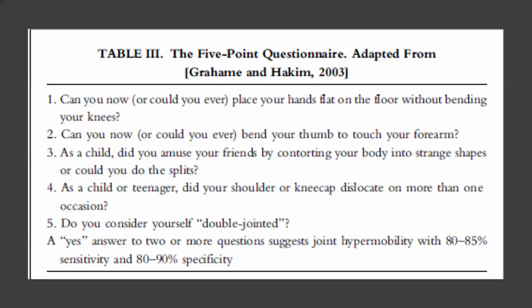Now, the 5-point questionnaire asks 5 questions to determine if the patient is hypermobile. They ask, can you or could you ever place your hands flat on the floor? Can you or could you ever bend your thumb to touch your forearm, just like the Beighton score? And then they ask, as a child, did you amuse your friends by contorting your body into strange shapes or do any party tricks? As a child or a teenager, did you dislocate a shoulder or a knee more than once? And then subjectively, do you consider yourself double jointed?